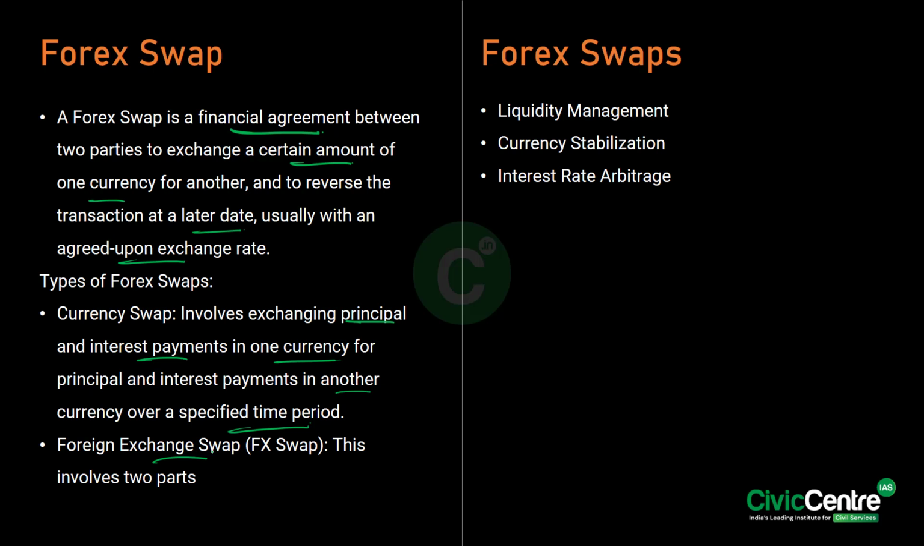So what are the main benefits of this forex swap? See, firstly, central banks use the forex swap to manage liquidity in their local currency market. So by swapping the currencies, they can ensure sufficient foreign currency liquidity in the market. Secondly, forex swaps can be used by central banks to stabilize their domestic currency by injecting foreign currency into the market and managing exchange rate fluctuations.